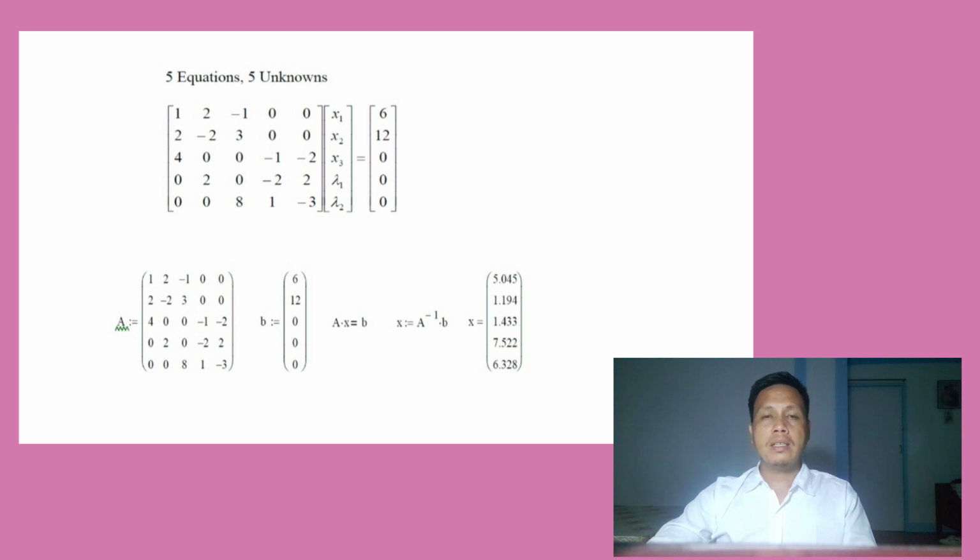So using systems of linear equations with 5 equations and 5 unknowns, and using matrix inversion, Ax equals b, or x equals the inverse of A times b, we will get the values 5.045 for x sub 1, 1.194 for x sub 2, 1.433 for x sub 3, lambda 1 equal to 7.522, and lambda 2 equal to 6.328.